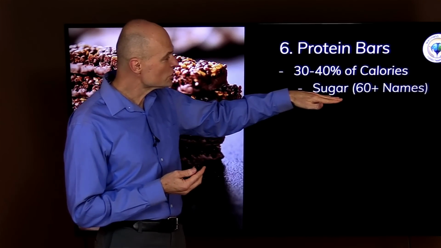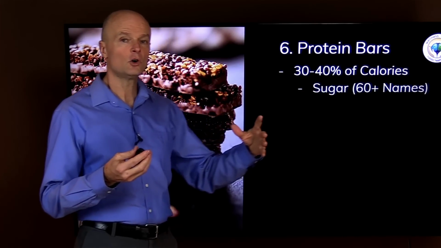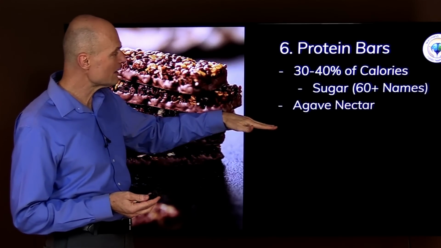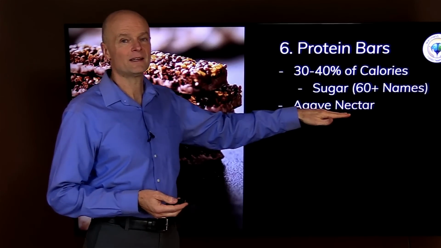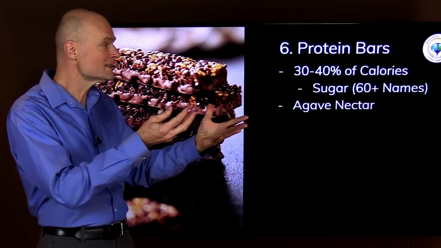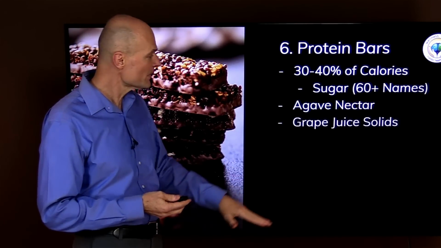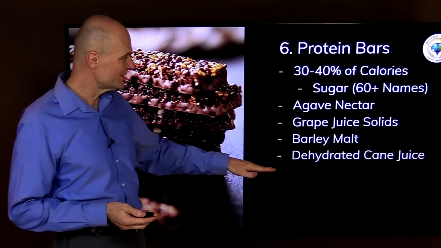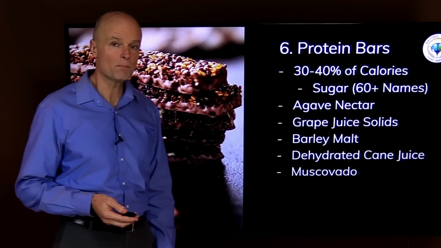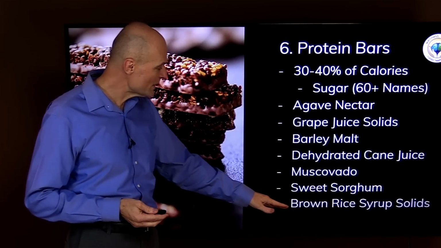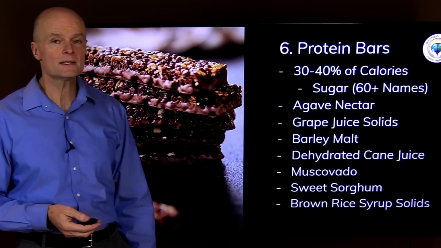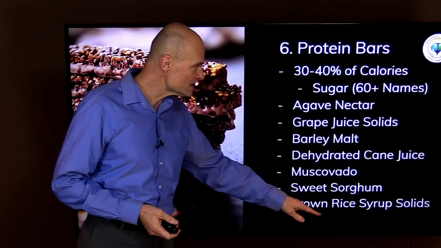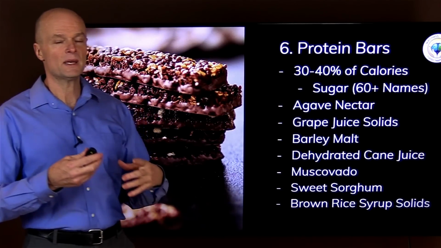And these sugars aren't always called just sugar. You have to kind of watch for this. So another name for sugar could be agave nectar. And if you don't know what that is, then you might think, hey, this is a good bar. Or grape juice solids, or barley malt, dehydrated cane juice, muscovado, sweet sorghum, or brown rice syrup solids. So don't be fooled. All of these and 60 other names just mean sugar.